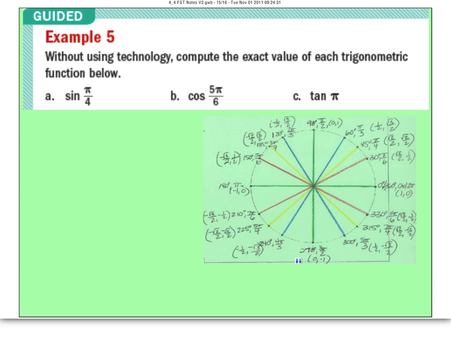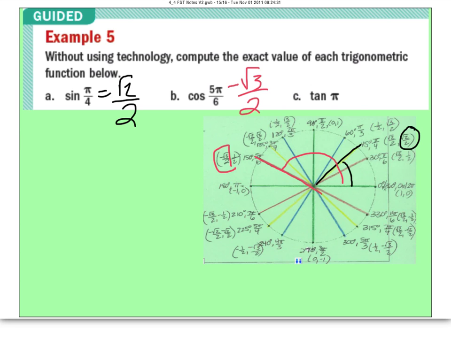Let's look at a few more. Here they want us to find the sine of pi over 4. So I'm going to move pi over 4 and I land right here. The sine value is the square root of 2 over 2. The next is the cosine of 5 pi over 6. So I need the x value. I'm going to move 5 pi over 6 and I land right here. The x value is right there, negative square root of 3 over 2.